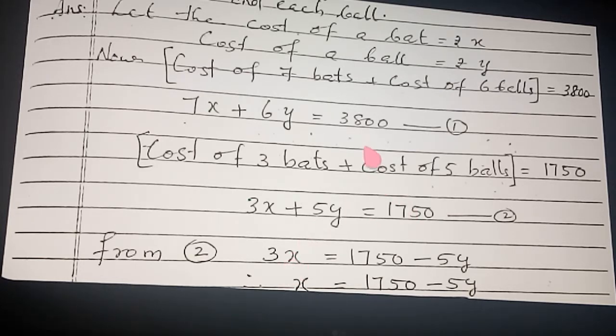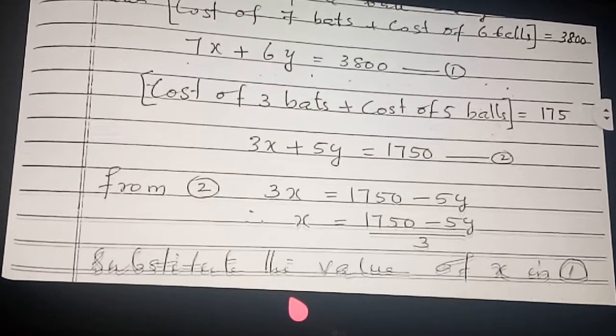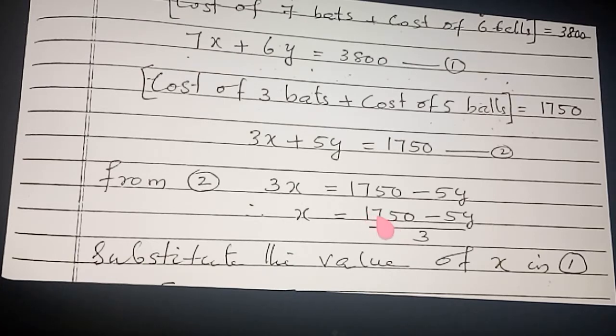Okay, so the first and second equations are given. Today I take from equation number 2. From equation number 2, what is the value of 3x? 3x is equal to 1,750 minus 5y. Therefore, the value of x is equal to 1,750 minus 5y divided by 3. You took the value of x from which equation? Equation number 2.